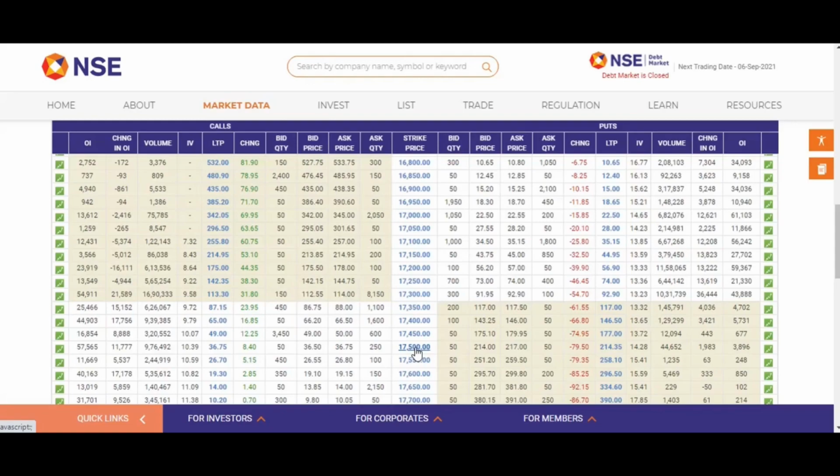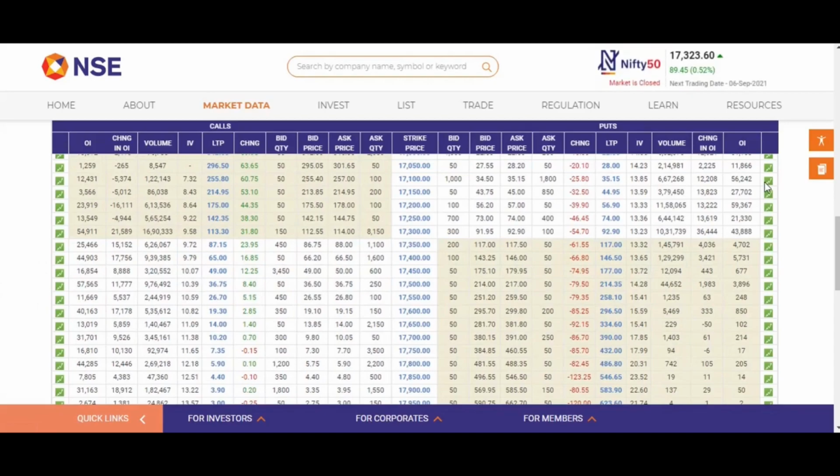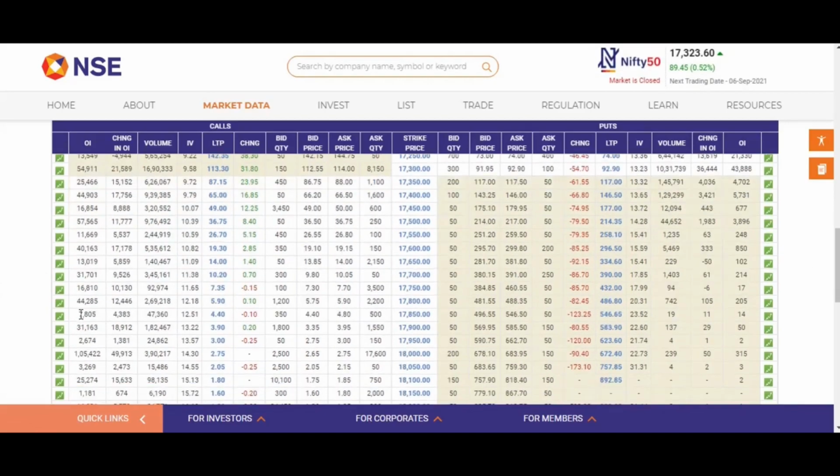These levels also act as psychological levels. Psychological, meaning what? A psychological level is a whole number basically. Like 15,000 is psychological, 16,000, 16,500 is psychological. Similarly, for a stock that is trading at 95, let's say, 100 is going to be psychological, or 150 is going to be psychological. So these are called psychological levels. I hope you have understood now how these option sellers choose the strike price.